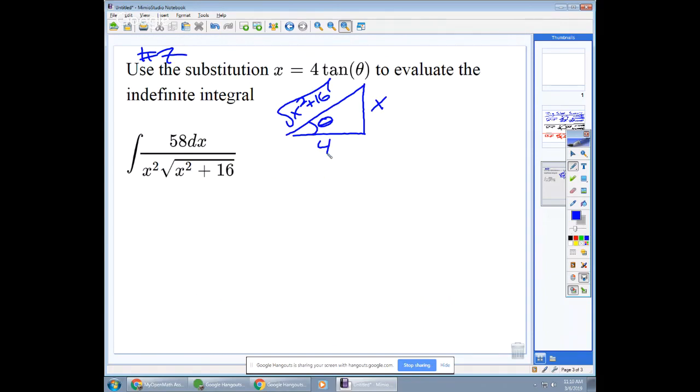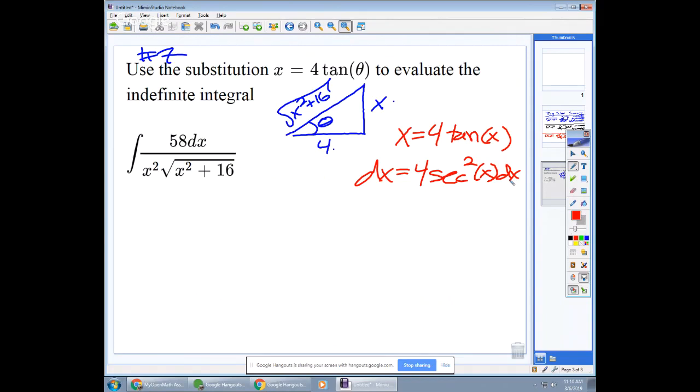Now, if that's my triangle, then their suggestion that x should be 4 tangent theta makes sense, because the tangent is opposite over adjacent. Okay. So that gives me tangent of theta is x over 4, or x is 4 times the tangent. That's good. So I like that. Dx then, derivative of the tangent is secant squared of x dx.